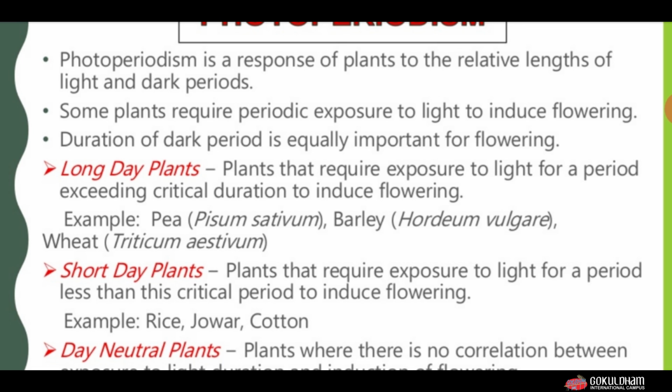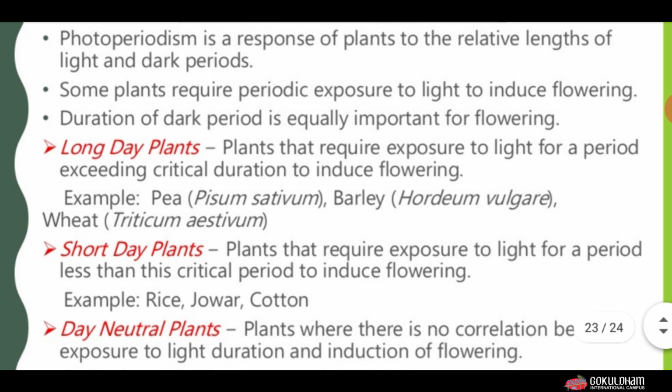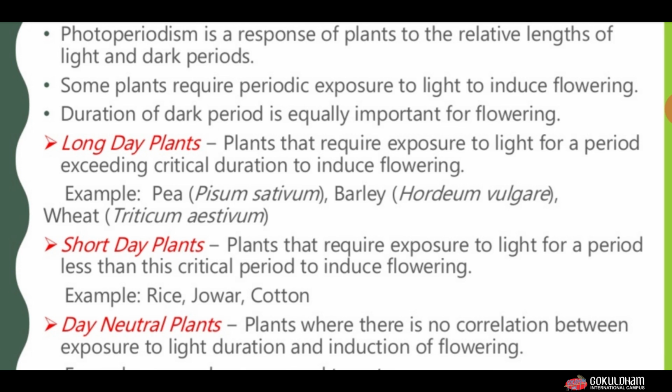different plants. The plants are divided into three groups. First one is long day plants, then short day plants and day neutral plants. So let us see, first one is the long day plant. Plants that require exposure to light for a period more than the critical duration to induce flowering are known as long day plants. Examples are pea, barley and wheat.